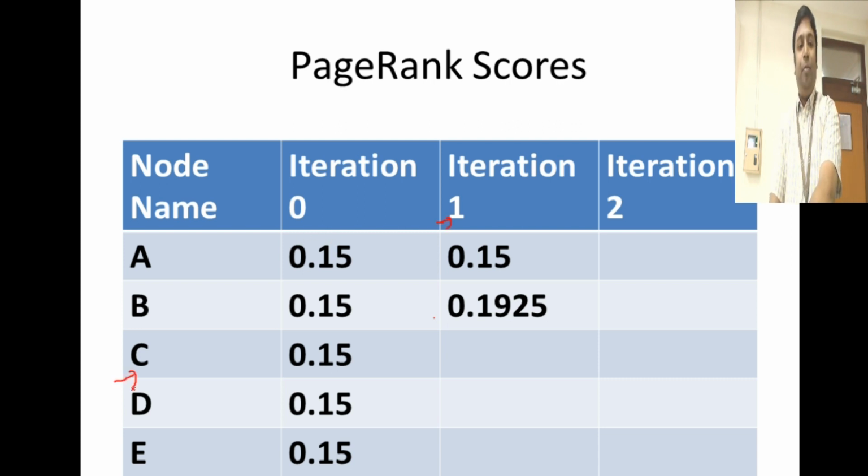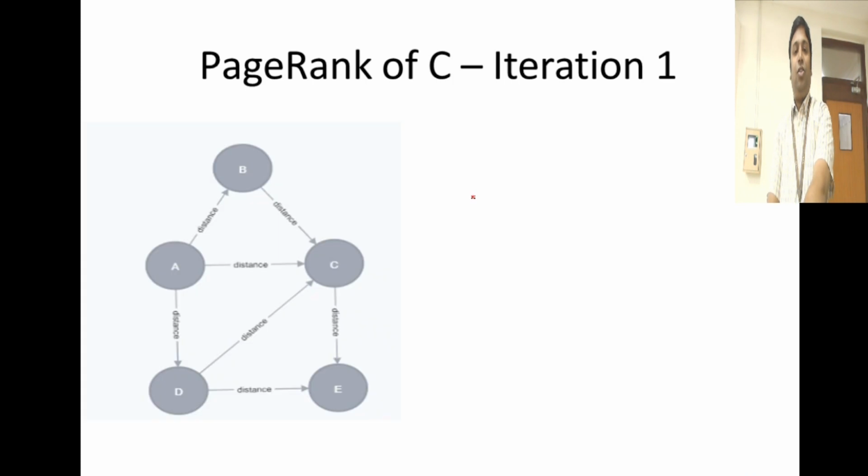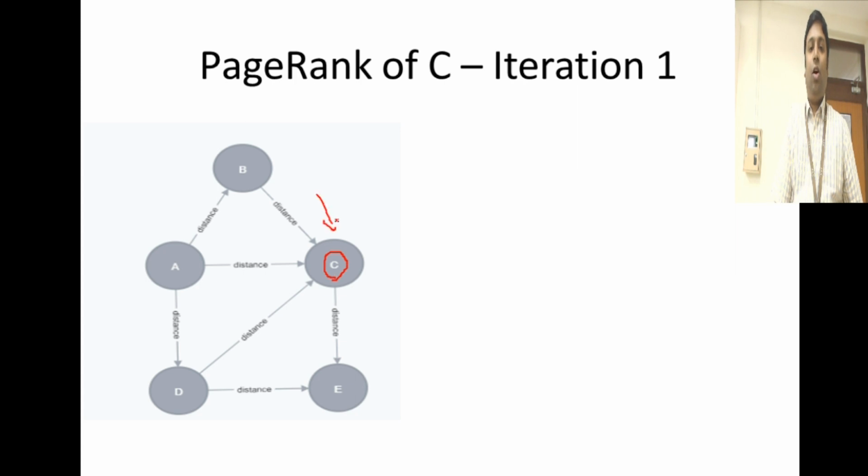Likewise, can you compute the PageRank for C in iteration 1? Can you compute that? So how will you start? You take the node C, you see all the incoming nodes to C. What are the incoming nodes to C? There is a B that is having an incoming relationship to C. There is an A having an incoming relationship to C. So here we have an incoming, here we have an incoming, and here we have an incoming. So what are the nodes that are connected to C with an incoming relationship? B, A, and D.